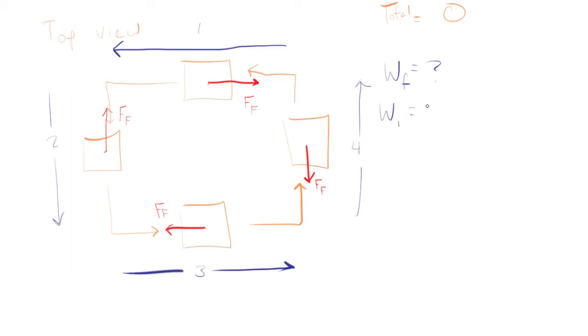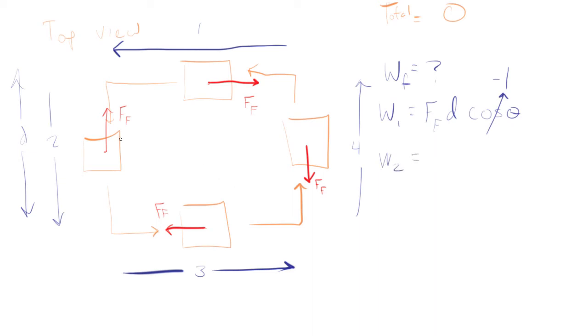Over path 1, the work done is just the force times the displacement. Again, this is a square, so we're going to have sides of length d. So the work done by friction is the force of friction times the displacement times the cosine of theta. Force of friction is opposite the displacement, so theta is 180 degrees, which means cosine is -1. So what I get is negative F times d.